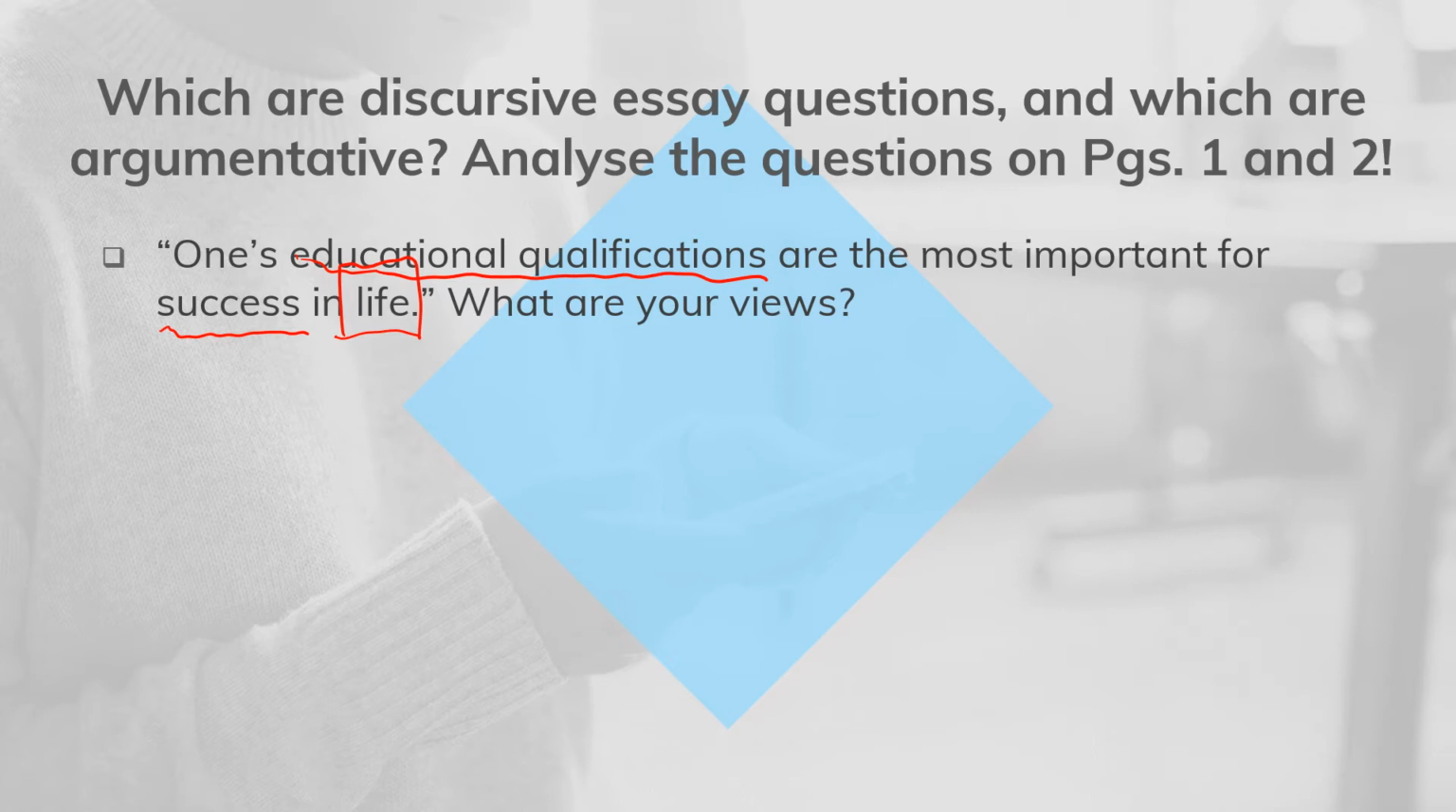Now, what does it mean by most important? Are there other factors at play here? That will be something for you to consider. So, whenever you look at a question, you need to consider what is the scope of coverage, so the extent to which you can discuss or argue your subject matter. What is the subject matter at hand? In this case, you are talking about whether it's educational qualifications having the greatest impact on success in your life, or are there other factors?